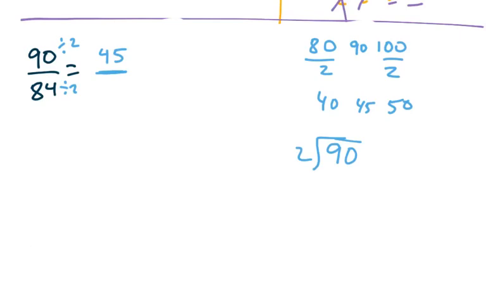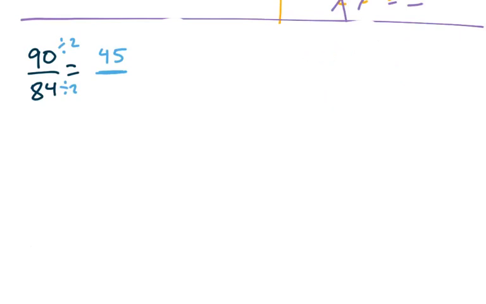Let me erase this. I'm probably going to need some of this space here. All right, so what did I say? 45. And then 84 divided by 2, that's easy because 8 divided by 2 is 4. 4 divided by 2 is 2. And then 45 and 42 are divisible by 3. And we know that this is 3 because 4 plus 5 is 9, and 9 is divisible by 3. This would be 3 times 15.